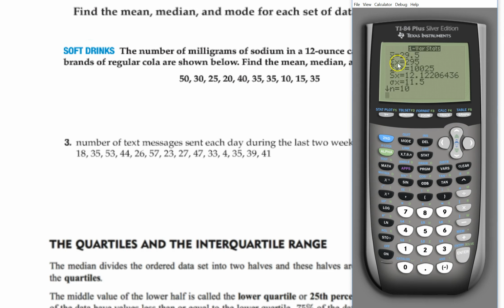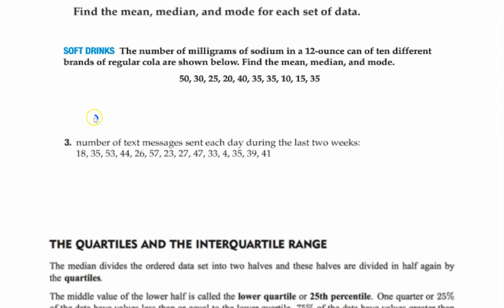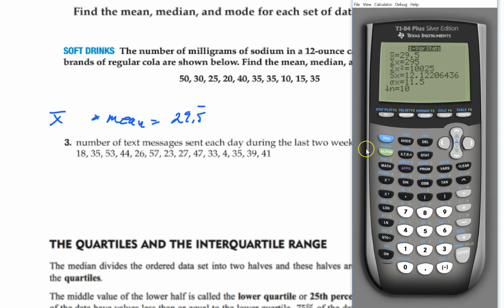Now, what does all this stuff mean? That first one's the mean. X with the line over it, that's the mean symbol. So our mean is 29.5. That's our mean, the symbol for average. This right here just means the sum. So if you add all these up, what do you get? You get 295. If you add them up and you square them, in case you wanted that, you get that.